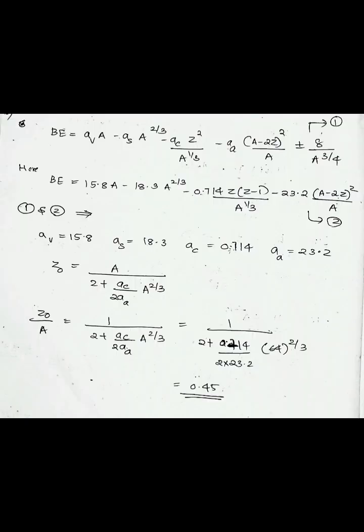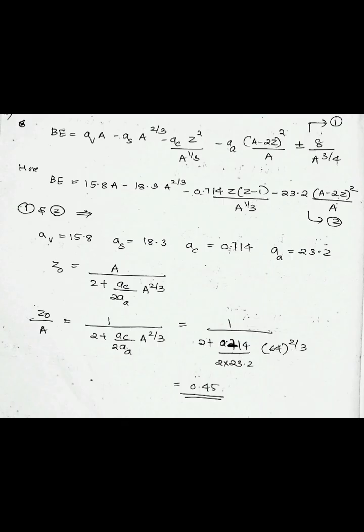We know that binding energy is equal to AV A minus AS A raised to 2 by 3 minus AC Z square by A raised to 1 by 3 minus AA into A minus 2Z the whole square by A plus or minus delta by A raised to 3 by 4. This is equation number 1. And here it is given that BE is equal to 15.8A minus 18.3A raised to 2 by 3 minus 0.714 Z into Z minus 1 divided by A raised to 1 by 3 minus 23.2 into A minus 2Z the whole square by A. This is equation number 2.